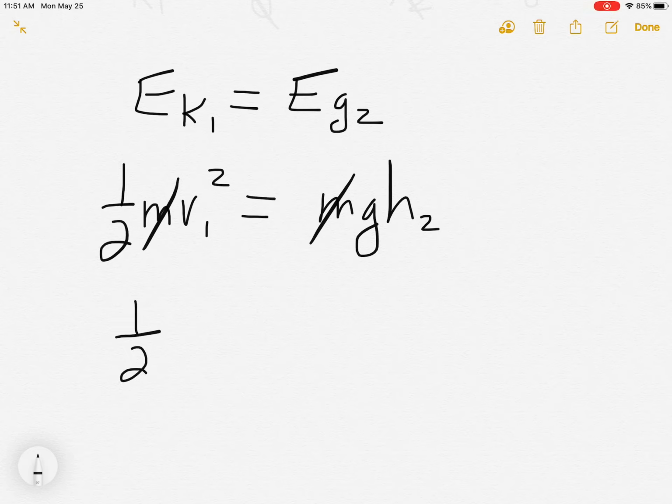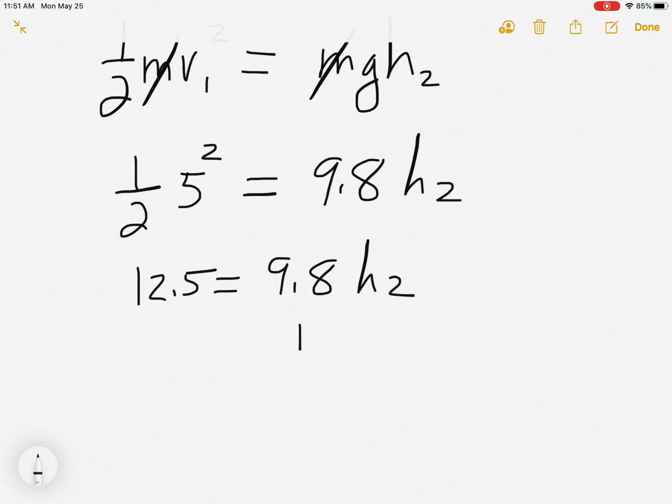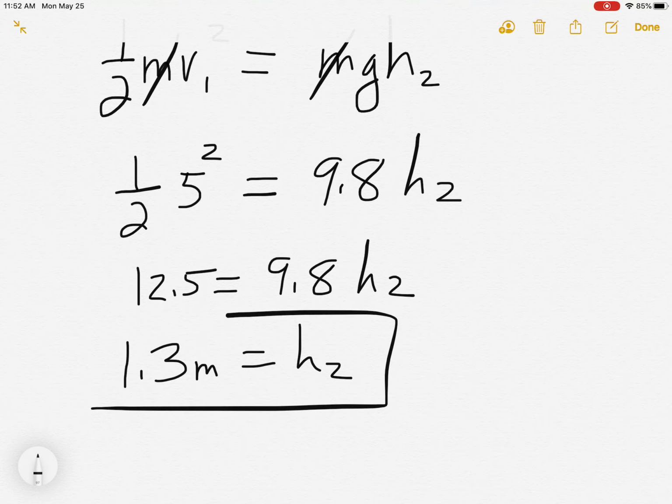So then we have 1/2, and it says that we can jump with a speed of 5 meters per second. So let's put that in as our initial speed, and then over here, 9.8 h2. And if you crunch this out, you've got 25 divided by 2, which is 12.5 equals 9.8 h2. And then if you divide both sides by 9.8, you're going to get 1.3-ish meters.